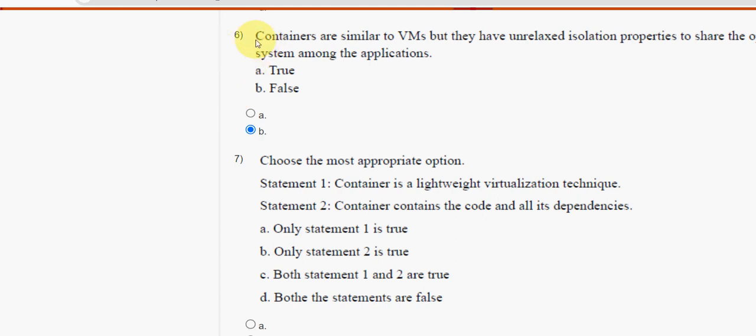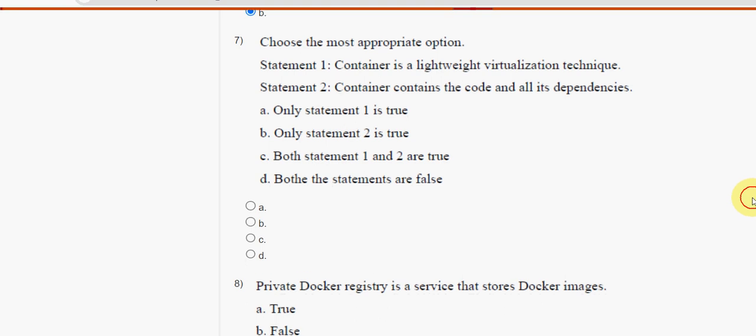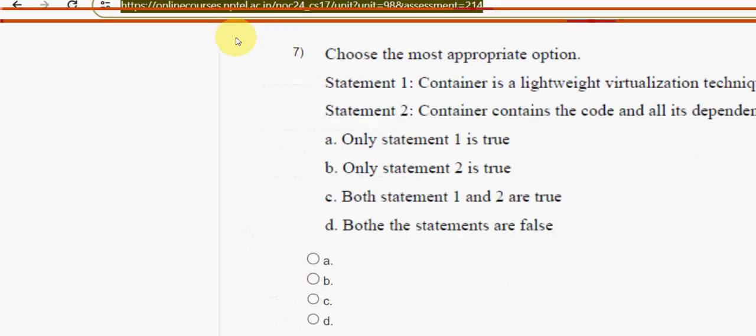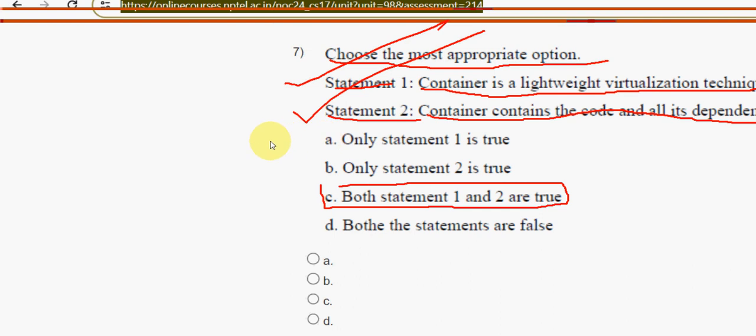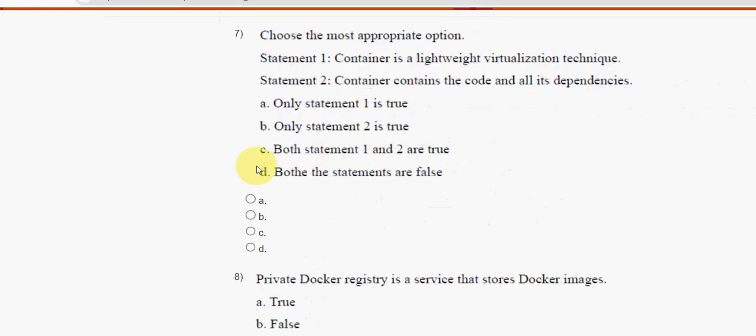Now, seventh one. Choose the most appropriate option. Statement 1: container is a lightweight virtualization technique. And statement 2: container contains the code and all its dependencies. So both these statements are correct, guys. So the correct option is option C. Both statement 1 and 2 are true. Option C.